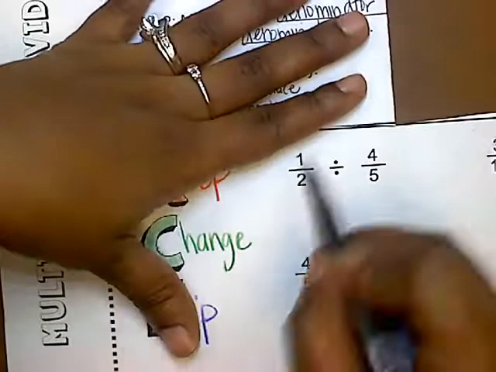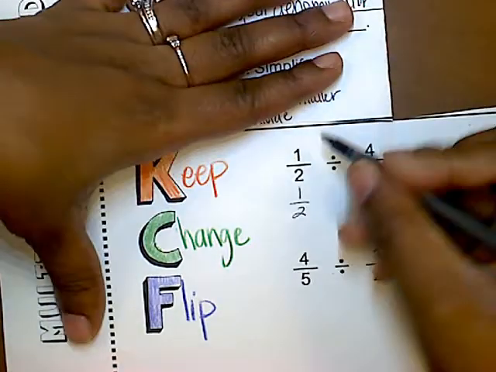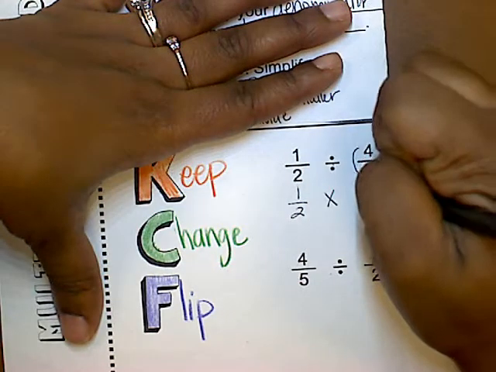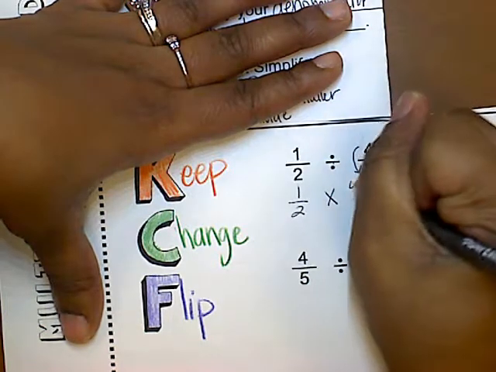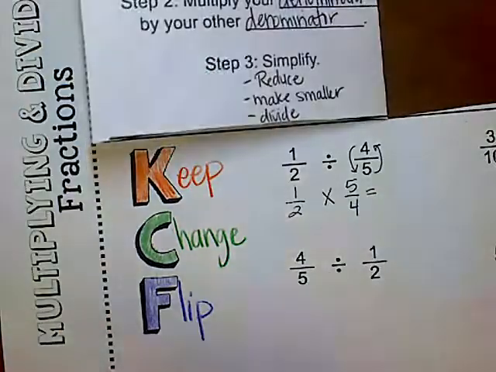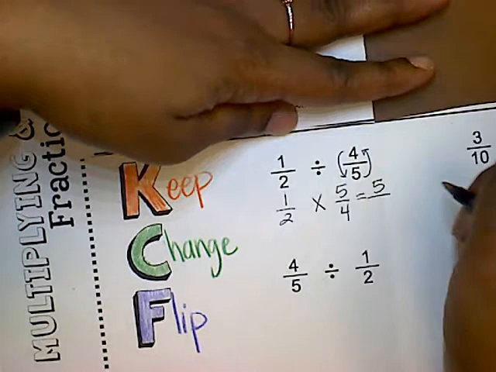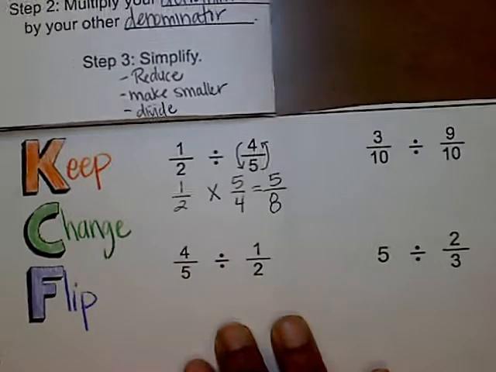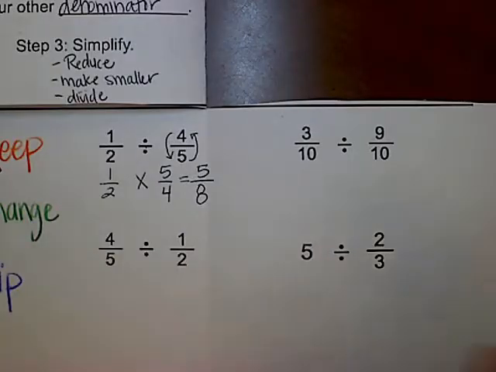So, step 1, keeping this the same. Changing division to multiplication, and then flipping the second fraction. So 4/5 becomes 5/4. And now you just multiply straight across. So 1 times 5 is 5. 2 times 4 is 8. And then you simplify if you can. And 5/8 can't be simplified. There's no number that goes into both 5 and 8, so we just leave it be.